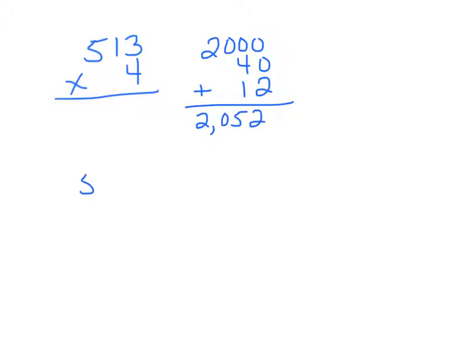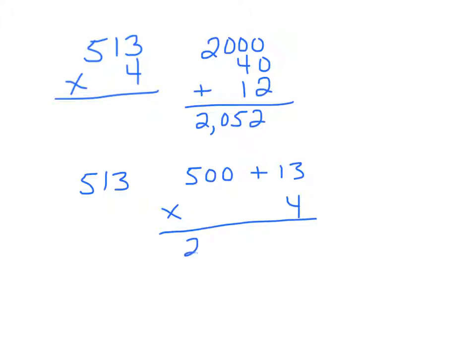If I wanted to with 513, I could even break up that 513 into just two different numbers, 500 plus 13. And then I'd be multiplying both of those things by 4. And once again, 500 times 4 is equal to 2,000. I know 13 times 4 is equal to 52.